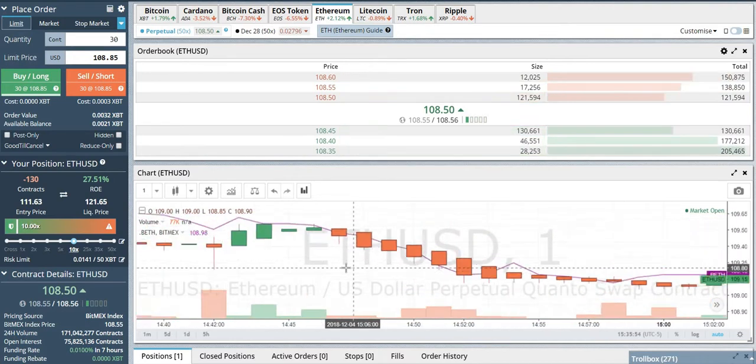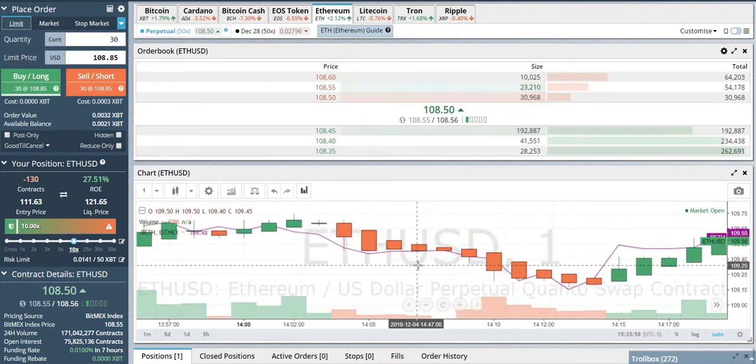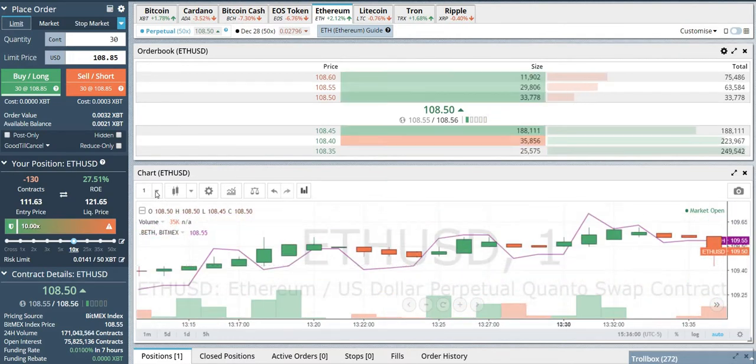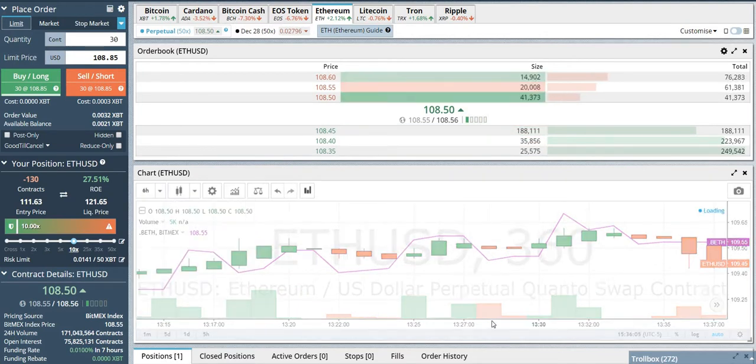If it's going your way, I can't find any good examples. Hold on, it doesn't matter what time frame. Let's go out to the 6-hour.